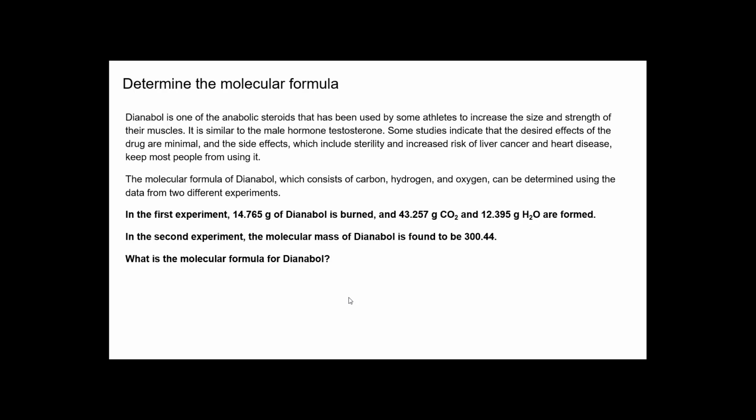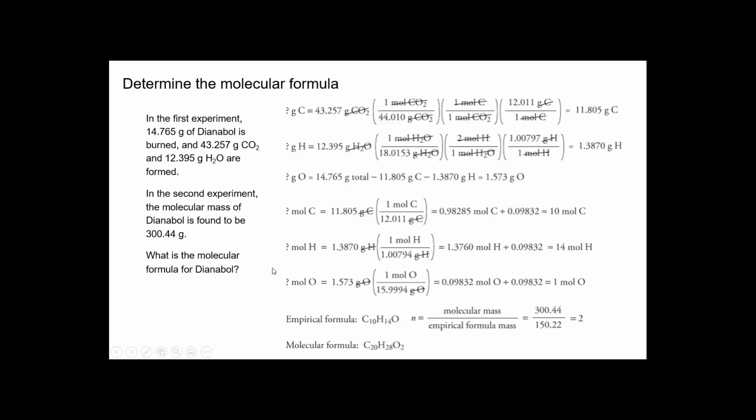In the first experiment, we have an original sample, which is 14.75 grams of Dianabol. It is burned, and from that, it produces 43.257 grams of CO2, and 12.395 grams of H2O are produced. In the second experiment, the molecular mass of Dianabol is found to be 344 grams. There should be a G there. What is the molecular formula for Dianabol? So the first thing we need to do is determine the empirical formula. And then with the empirical formula, we're going to use this molecular mass. And that's going to provide us with the molecular formula that we need.